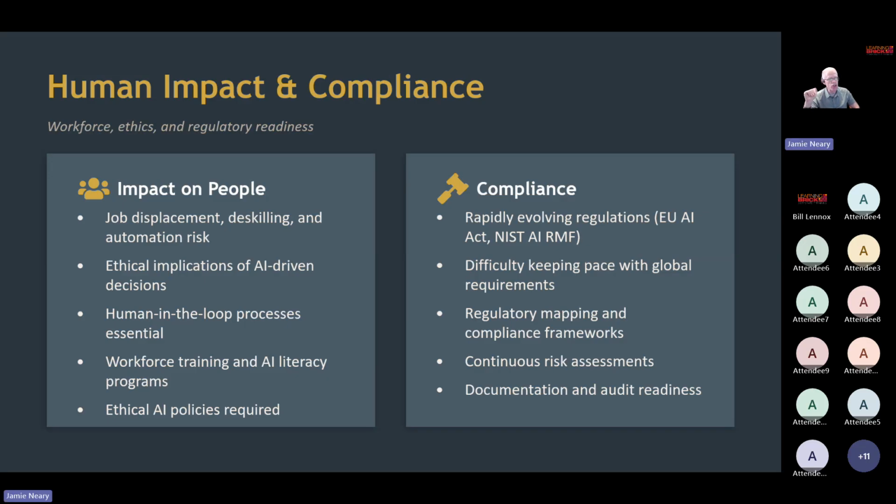The ethical implications of AI-driven decisions, as we had mentioned before, this is where we worry about bias. This is where we worry about the accountability. So if there are decisions that are going to impact human lives, they must be verifiable. They must be justifiable. Human-in-the-loop process is essential. Once again, absolute given. We need to review everything.